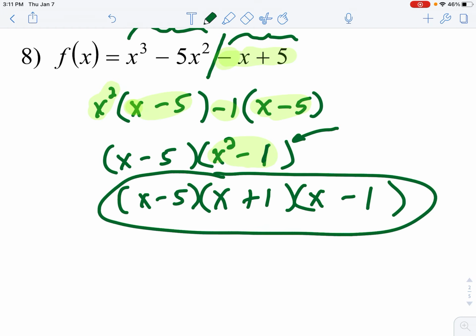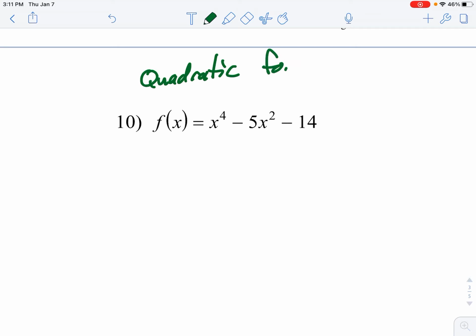All right, let's move on to number 10. 10 and 12, and then, of course, 9 and 11, are what we're going to call quadratic form. So here's what I want you to do. Let's pretend this was just x squared minus 5x minus 14. If we wanted to do regular trinomial factoring on this, we put an x here, and we need two numbers that multiply to negative 14 and add up to negative 5.